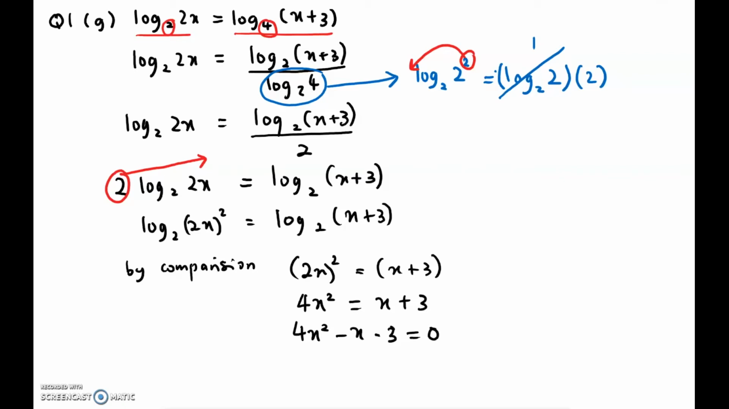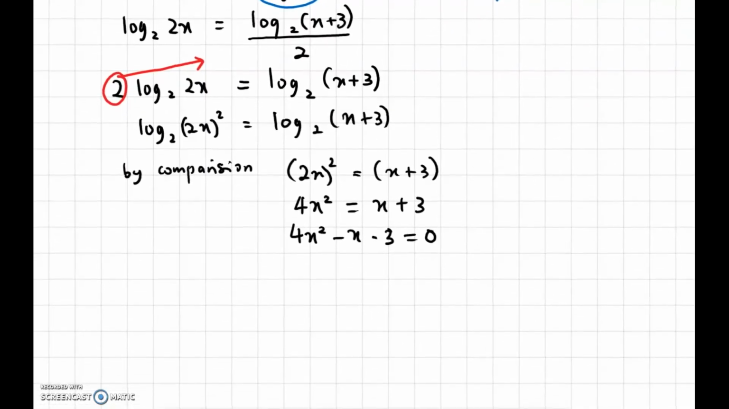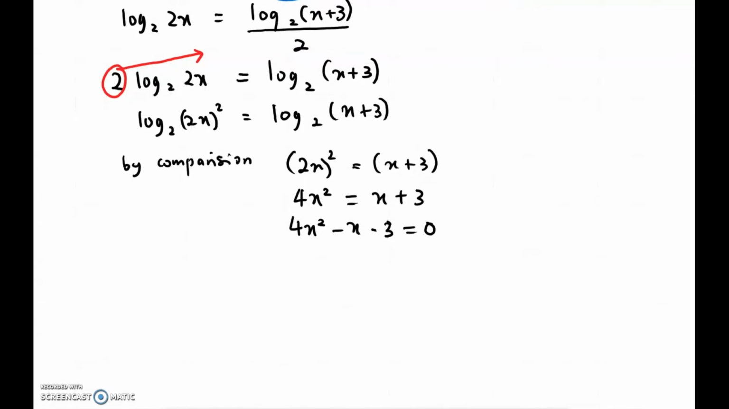Then again you find a quadratic equation. What should you do with the quadratic equation? It should be quite easy. You just need to factorize. Try to factorize it first. If you fail, then you can use another method. So I'll try the factorization. Then I get 4x plus 3 multiplied by x minus 1 equal to 0.